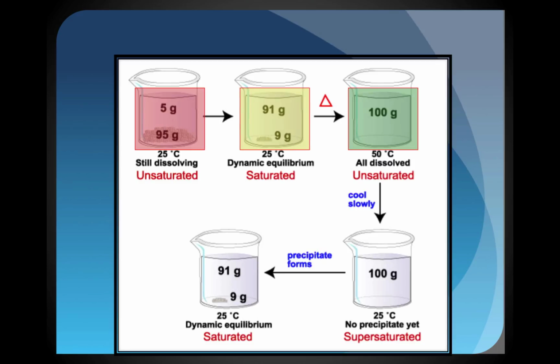Now, if I heat it up to 50 degrees and the solubility has increased, all 100 grams will dissolve. And it's going to be an unsaturated solution because at this temperature, the solubility is 110 grams in 100 grams of water. Now, if I cool this solution back down to 25 degrees, all 100 grams should remain in solution. This is a supersaturated solution. But remember, supersaturated solutions are very unstable, and anything can cause precipitation of that excess solute to occur.